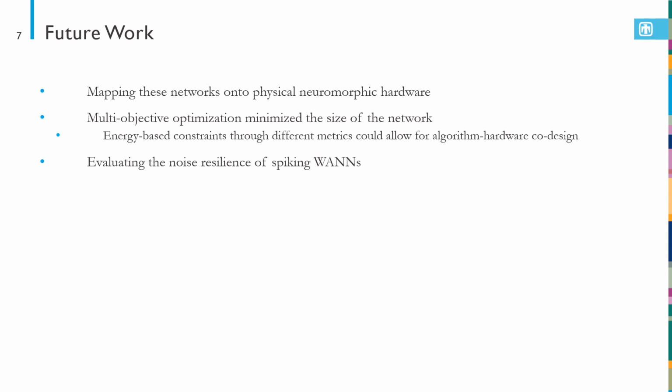Lastly, WANs are trained over numerous shared weight values, which allows the network to be weight agnostic. Some low-power neuromorphic hardware introduces random noise onto the synaptic weights, so I've been exploring the potential for noise resilience in the input space and in the synaptic weights of these networks.